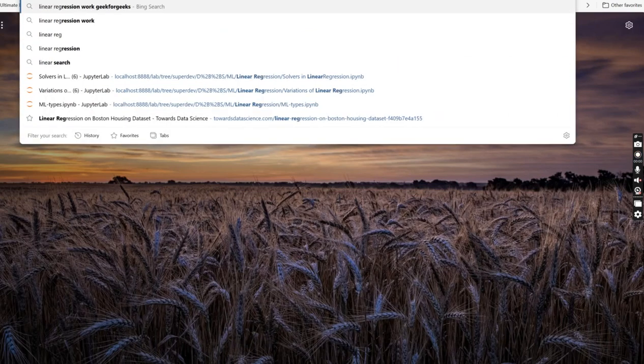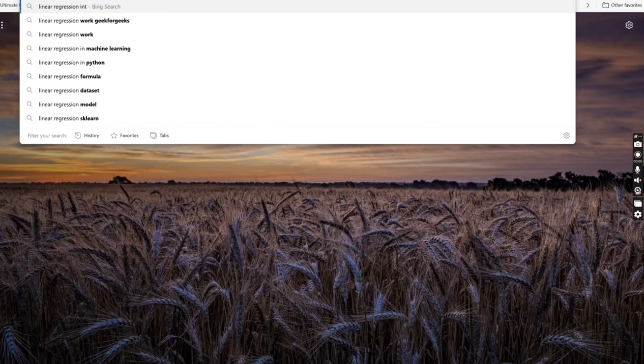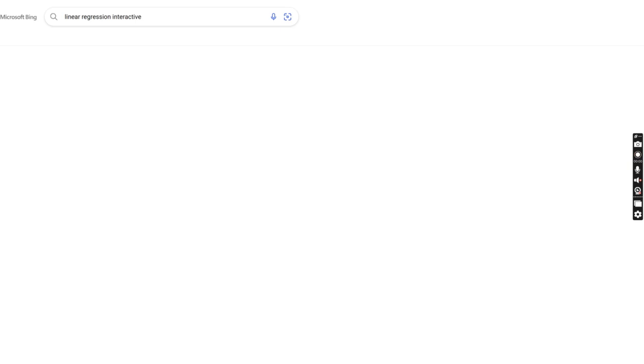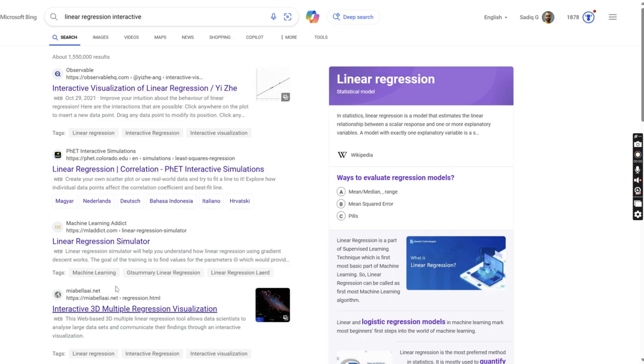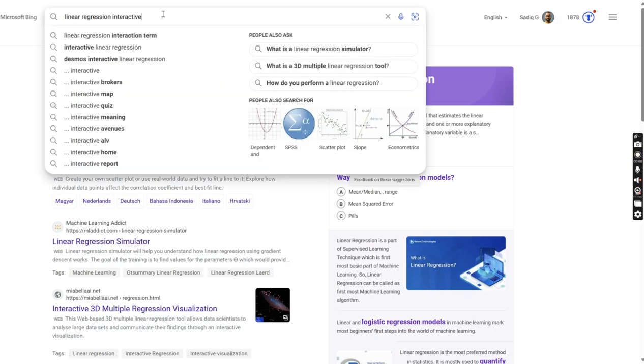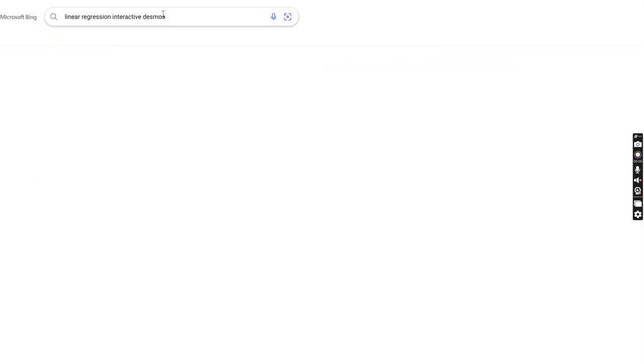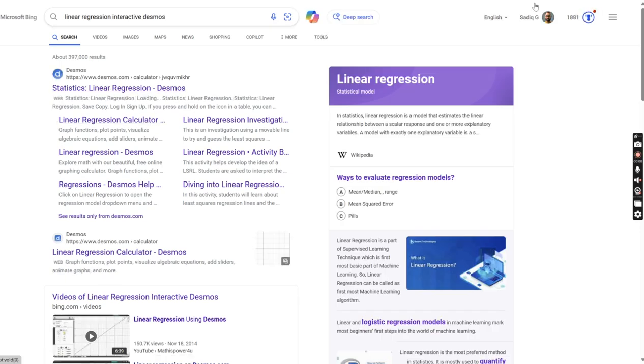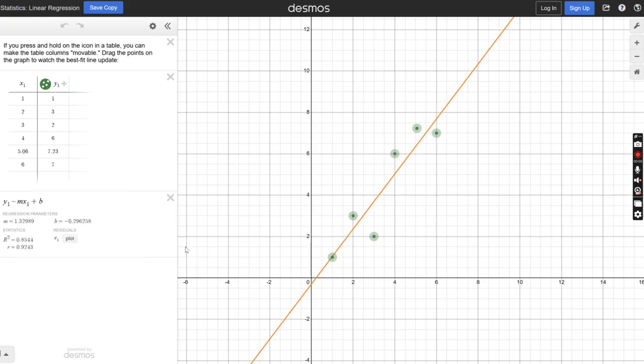Linear regression interactive. So that also takes time. Okay, so this we saw in this equation mx.